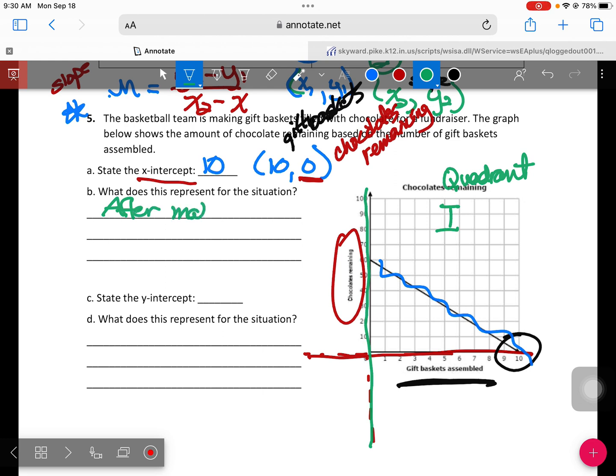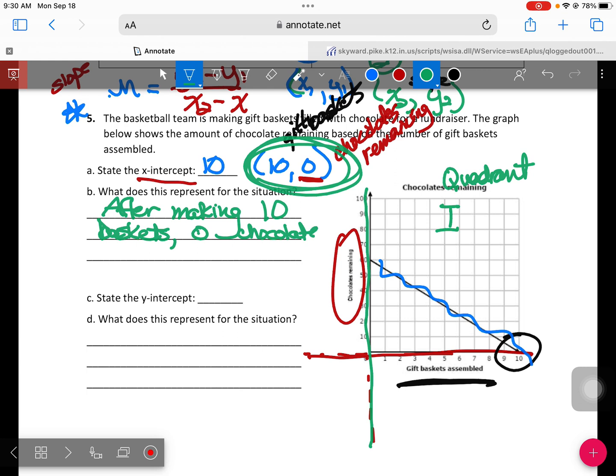Okay. Does everybody understand that? I'm looking for specifics here. If I was talking about this point right here, I would say we made 5 gift baskets, and there are, oh gosh, I can't even read that, 30 chocolates left. So you need to say what it is that point represents. So let's hope you do a little better with C.